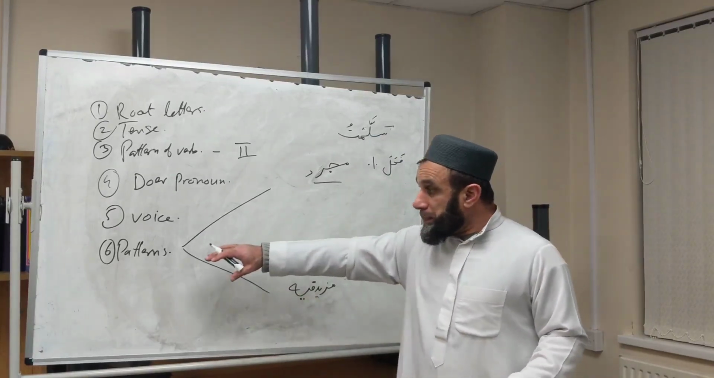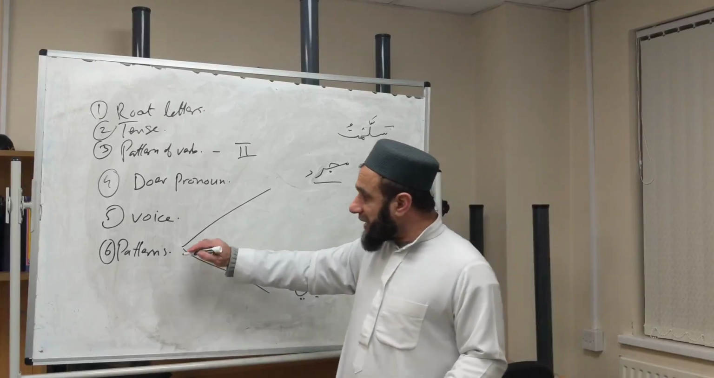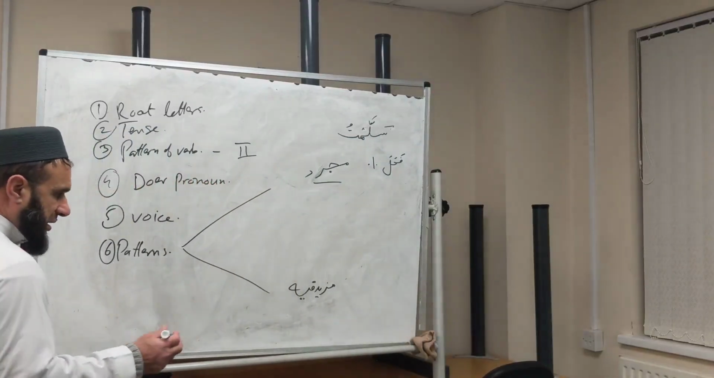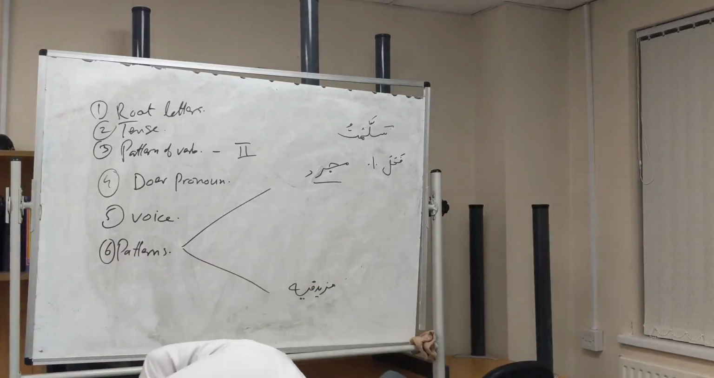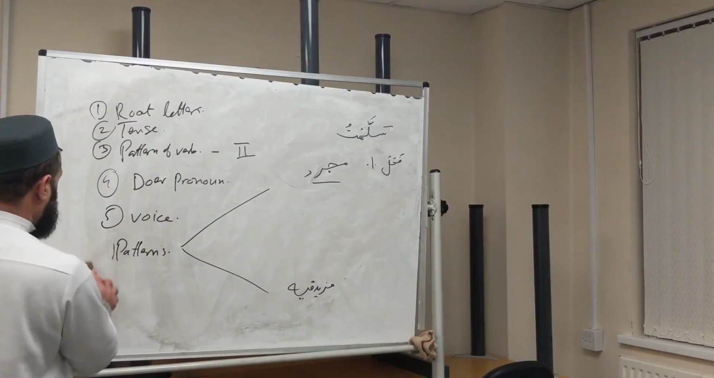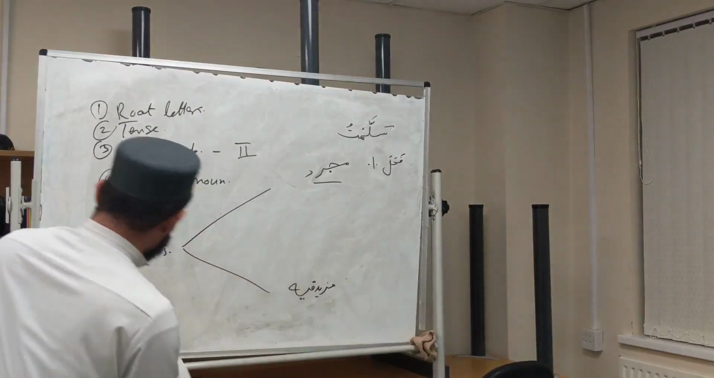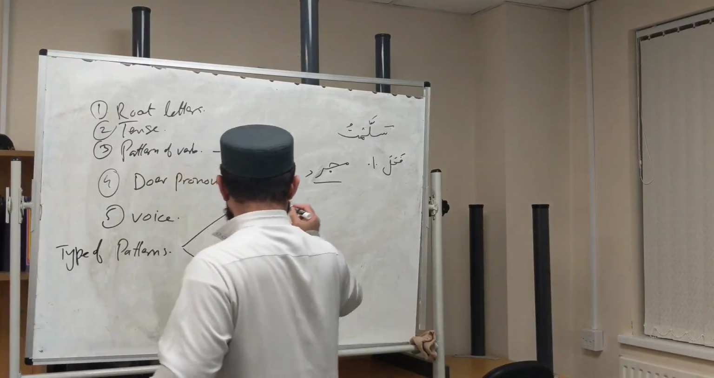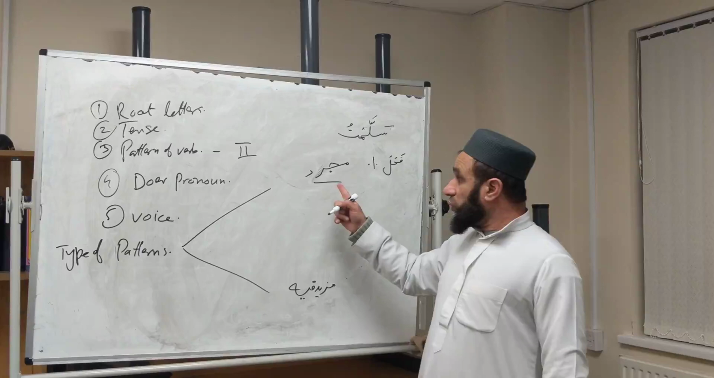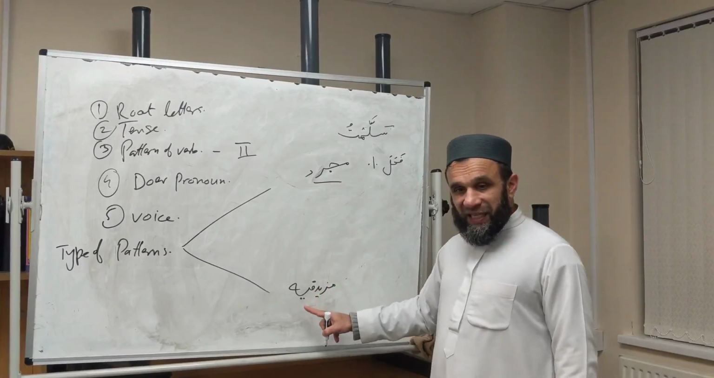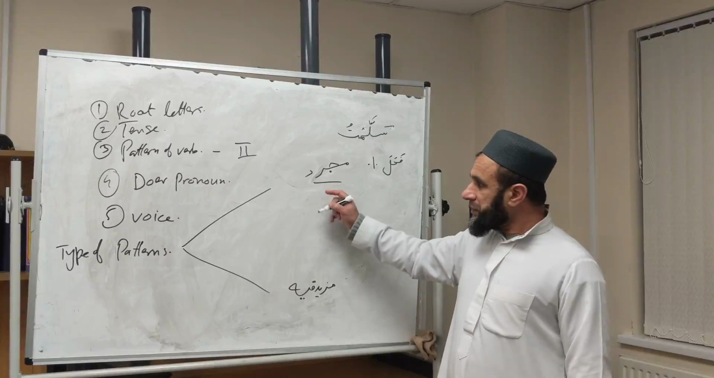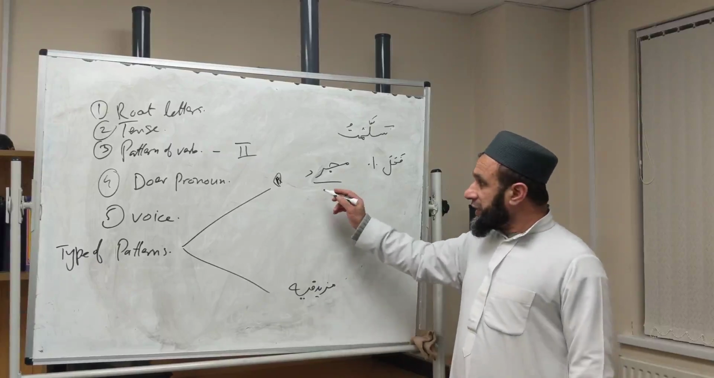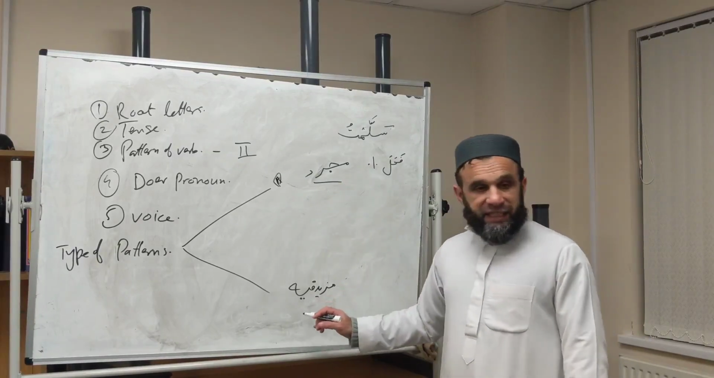Basically, the patterns are divided into how many types? 2 types. Mujarrad and mazid. One is mujarrad, the other is mazid fihi. Mujarrad is what? Only the root letters. They are divided into 6 subgroups. Then there is mazid fihi.